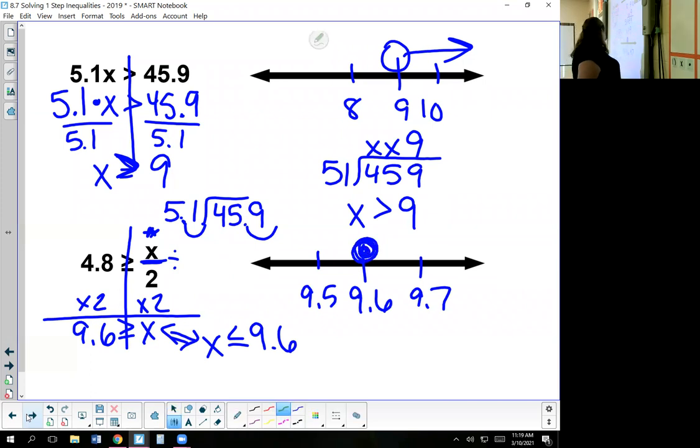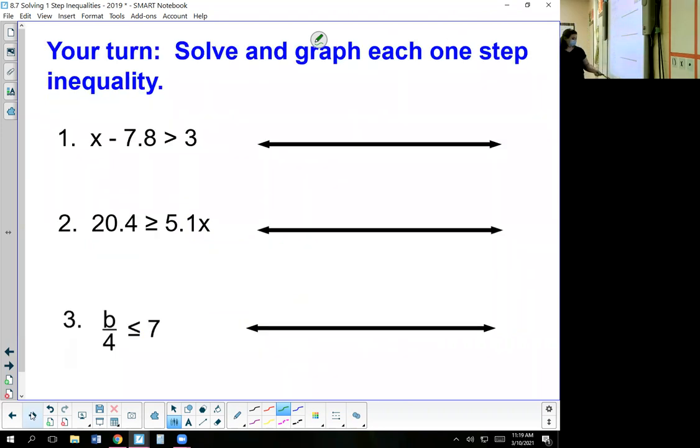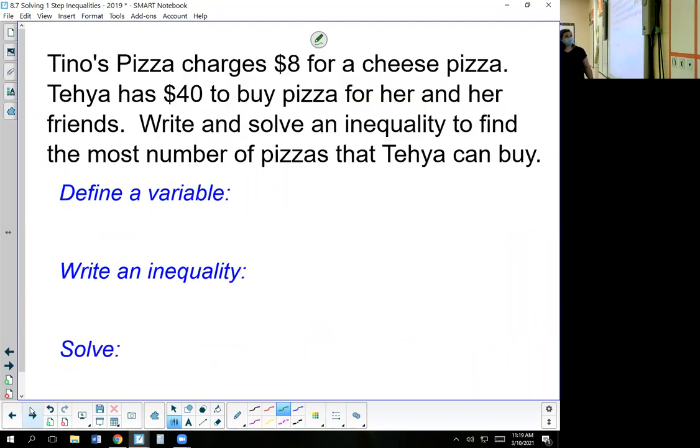And then I just got to pick which one. I always pick the lower one or pick the one I think it's going to be. 9.5 is less than or equal to 9.6. Yes, it is. But I also could write it here. 9.6 is greater than or equal to 9.5, and that still holds true. That's pretty much it. Practice, got it.